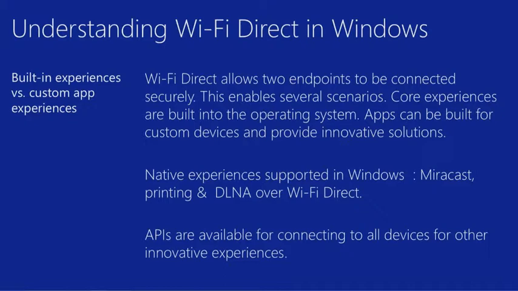Think about controlling your custom device that requires high bandwidth connection between your PC or tablet. You can do this with Wi-Fi Direct. There are some very fundamental core experiences that are built on Wi-Fi Direct, and these core experiences are built into Windows. So, for example, Miracast, which is the ability to wirelessly display, is built into Windows. Printing and DLNA over Wi-Fi Direct is built into Windows. But for every other experience that is specific to your device, we provide this open API for you to use.